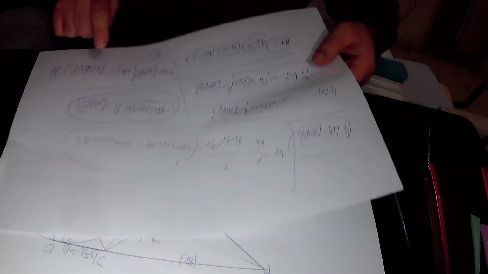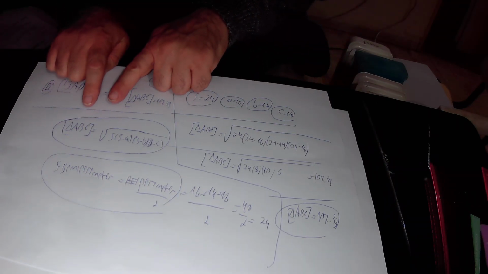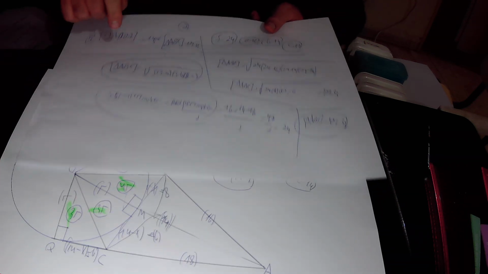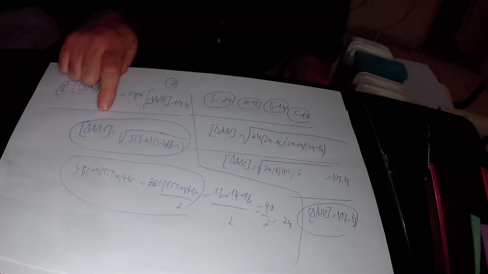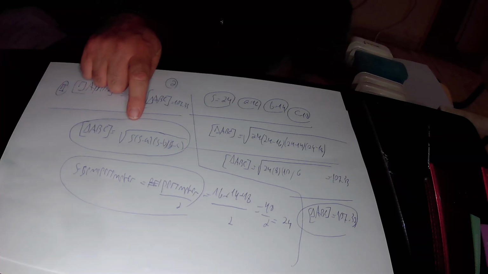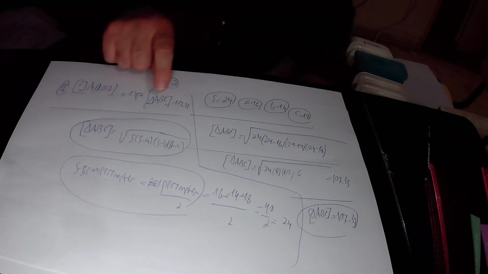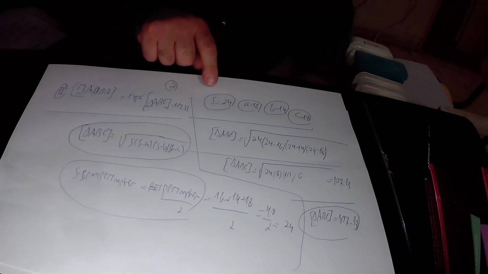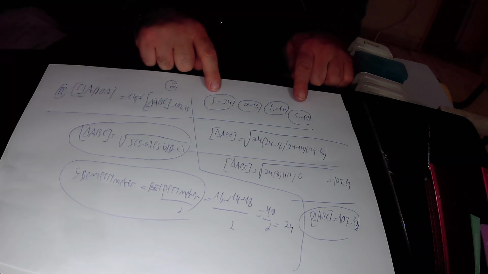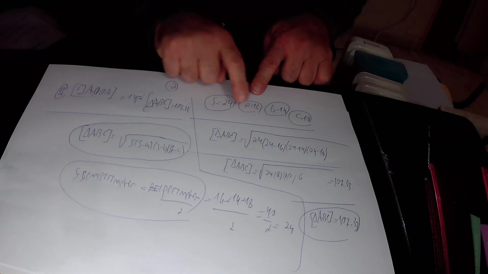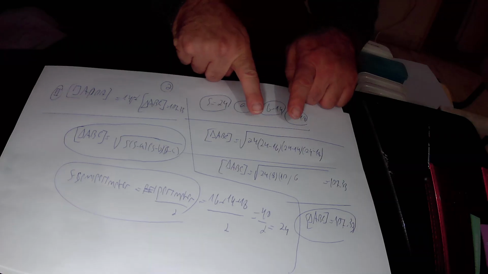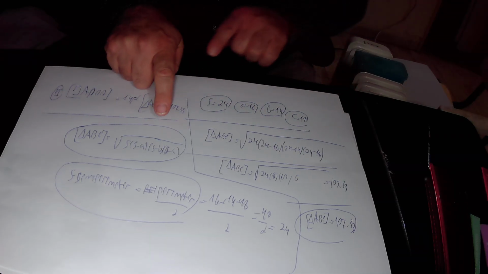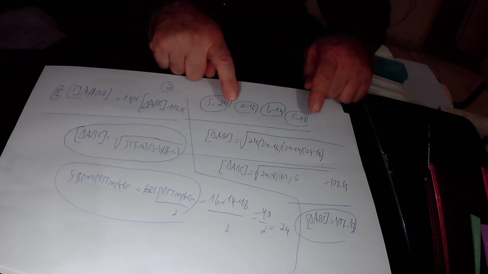We just have to put the data in this general formula for the triangle. We found that the area of our triangle ABC equals the square root of S, which is 24, times S minus A, so 24 minus 16, times S minus B, so 24 minus 14, times S minus C, so 24 minus 18.